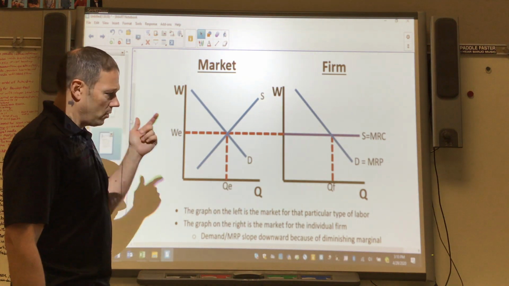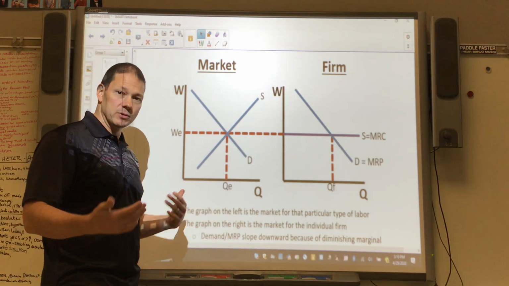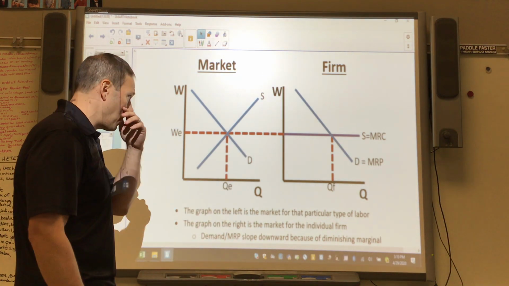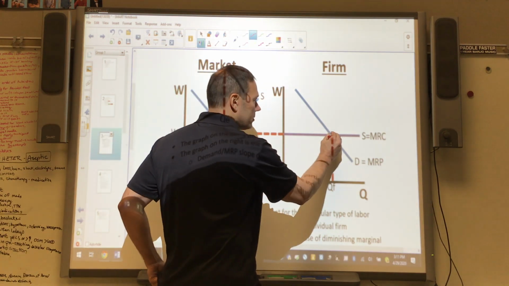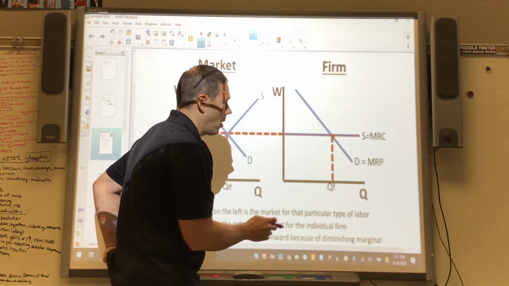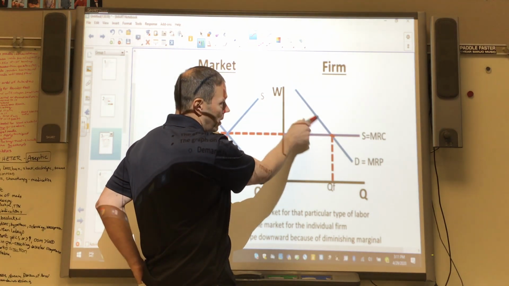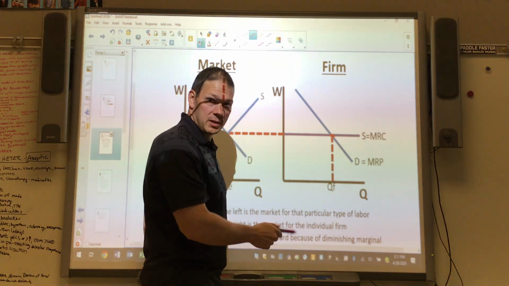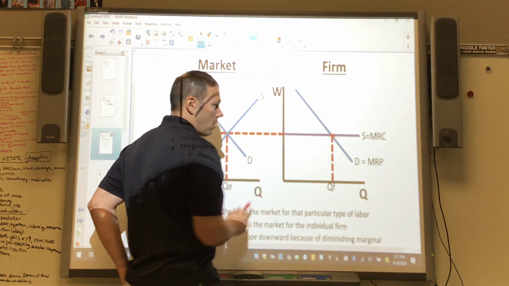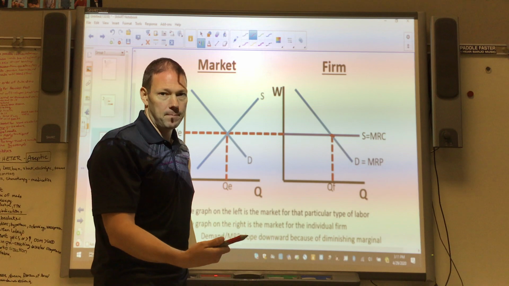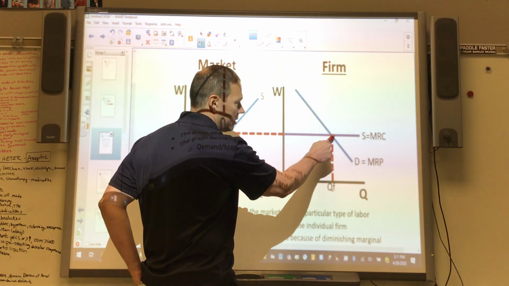And then, of course, if you remember our golden rule from our types of markets, MR equals MC, same idea, we're just adding a letter, MRP equals MRC. Essentially, up to this point, as long as what the worker is bringing in, which is the MRP, the amount of money they're bringing into your company, is greater than what they're costing you, you keep hiring. Okay? You're making profit off of all these workers up to this point.